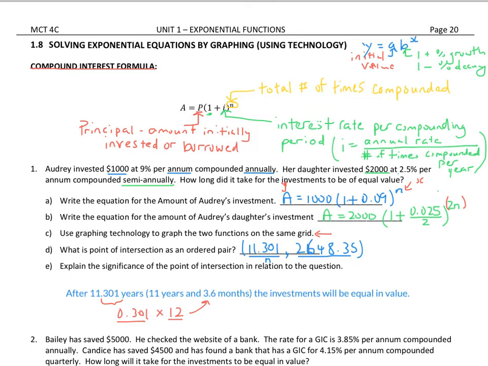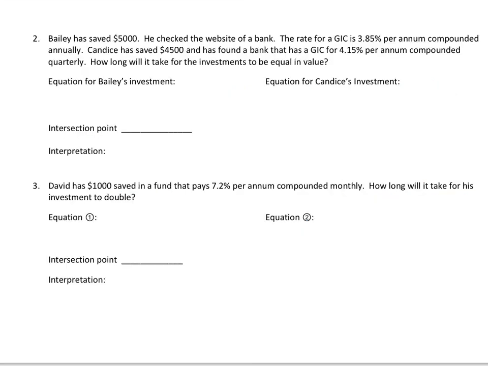All right, moving into the second page here, or example number 2. Bailey has saved $5,000. He checked the website of a bank, blah, blah, blah. You can read this question, get an equation for Bailey's investment, get an equation for Candace's investment, find the intersection point, do the interpretation. See if you can do that for number 3 as well, and then I will take this up with you.